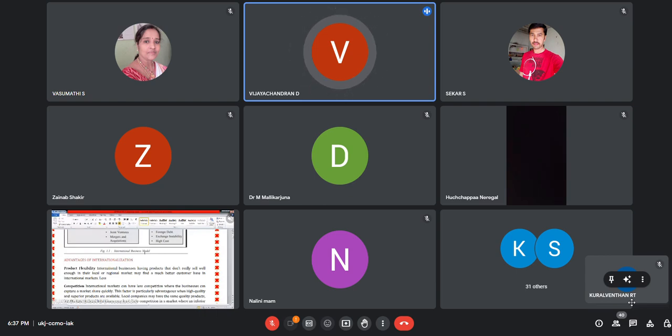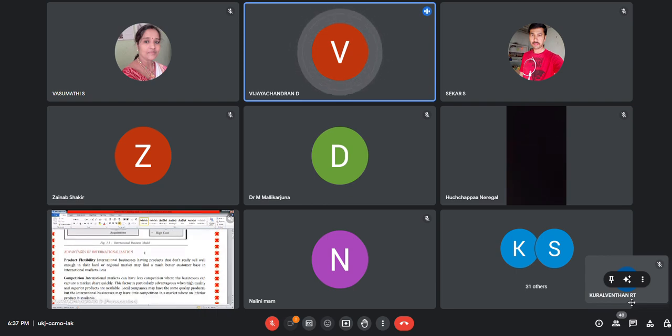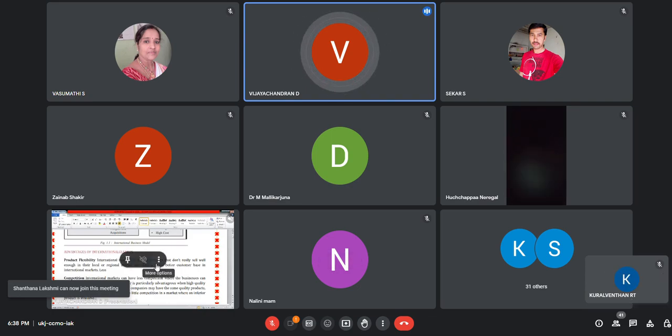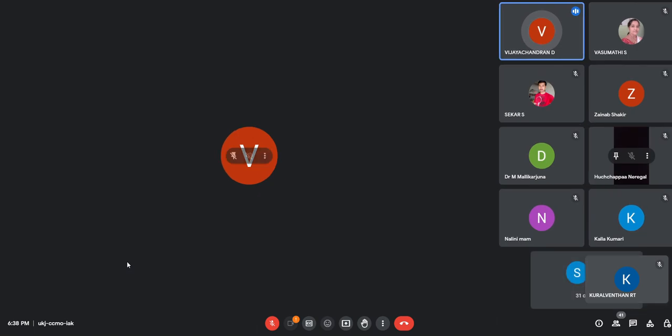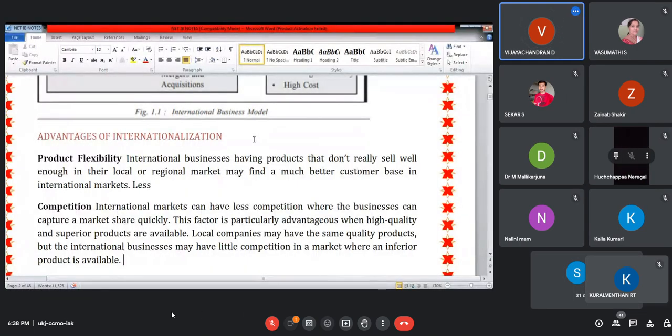First one is product flexibility. So what is the major thing in the case of international trade? Your product will not be static; there will be some changes according to the need of the people. You can change your product, there will be modernization of the product. That will be possible with the help of international trade. Otherwise, your product will be limited within the domestic market only. If you are going across the world, you can make some modification in your product, so there will be flexibility in the product.